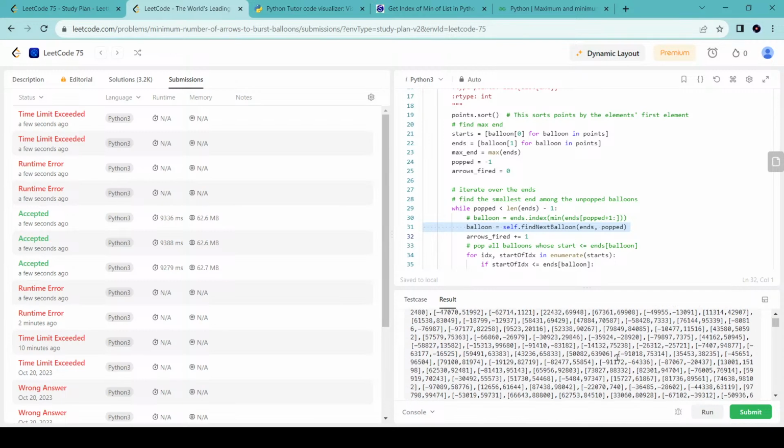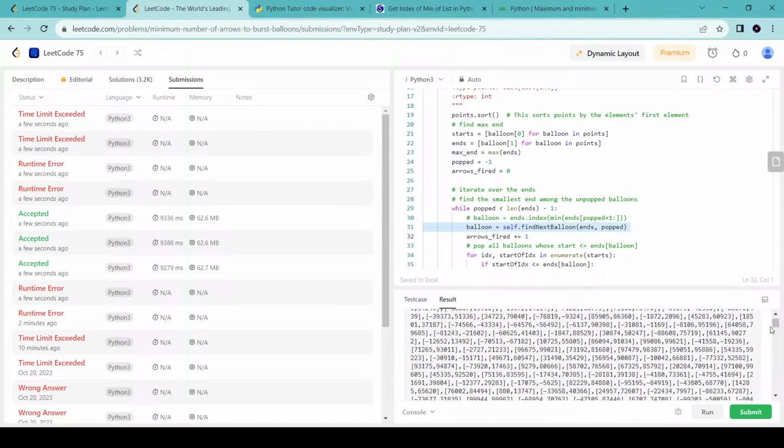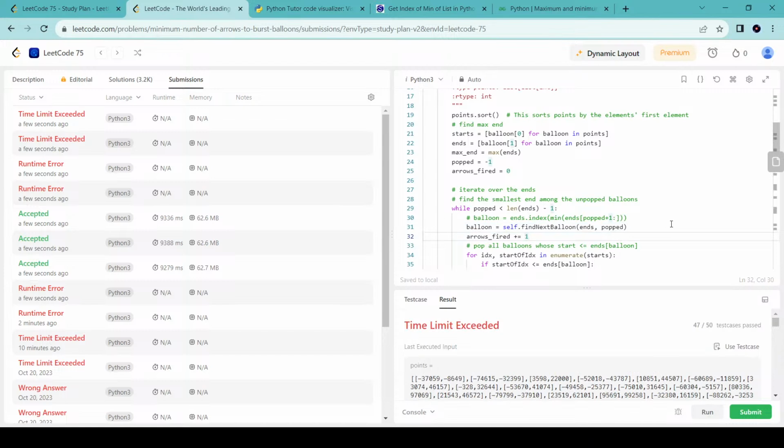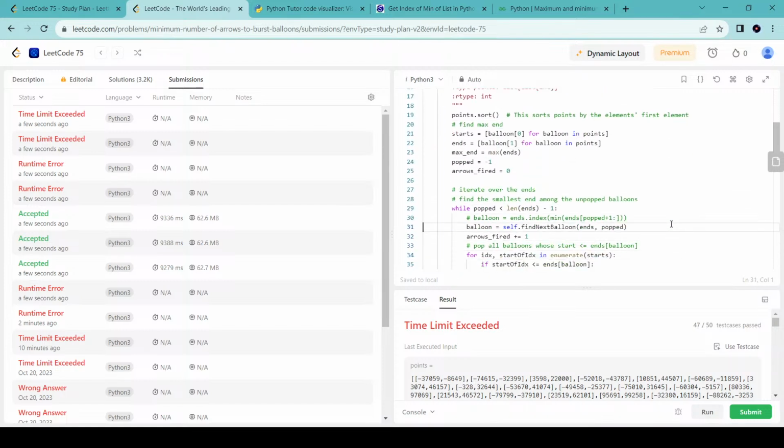Okay, so a time limit exceeded on this one. Oh my god, this is enormous. Okay, I see what's happening here. So we're not finding this in the most optimal way possible. I'm actually a little bit surprised that my custom solution is actually slower than this Pythonic one. I'm a little bit disappointed, to be honest. What's happening here?